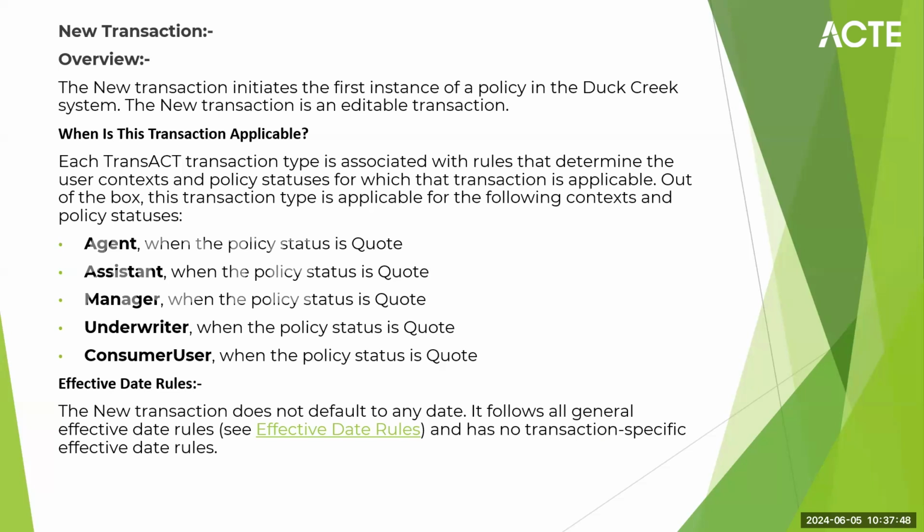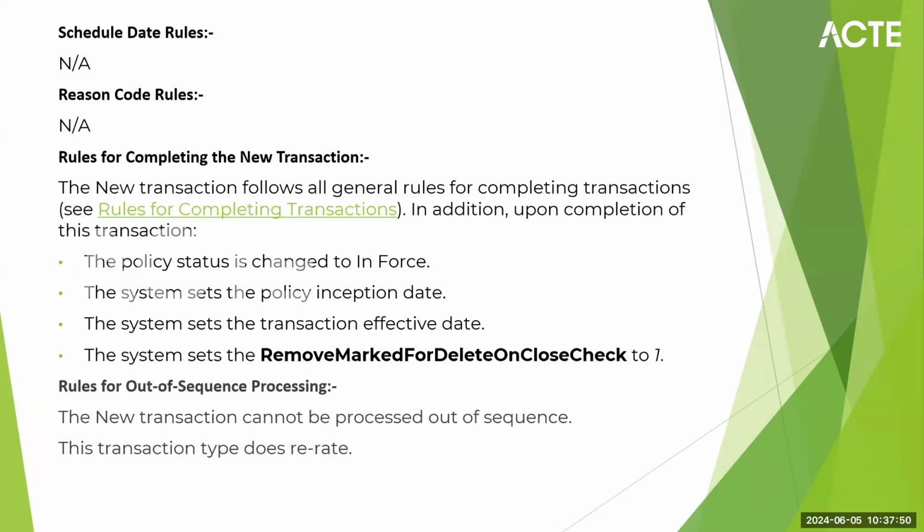Effective date. There is no particular effective date rule. Schedule date is not applicable. Reason codes are also not applicable for this transaction. Rules for completing the new transaction. The policy status is changed to import from new. When you are creating a policy newly, the status will be new, but when you have done some changes, the policy will be changed to import.